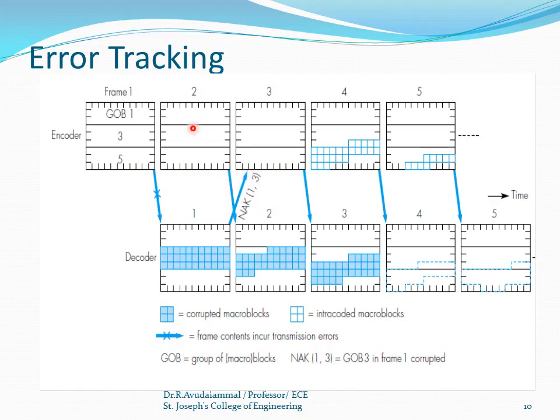Before that intimation, frame 2 has been encoded with reference to this one. Therefore, the error is propagated, and here also the error is propagated. But before that, frame 3 is identified. Therefore, for encoding frame 4, this frame 3 is not referred to. It is encoded in the intra-coded format that is specified here. These blocks are referred to as intra-coded. So, because of this intra-coding, the error is tracked and it is not further propagated.